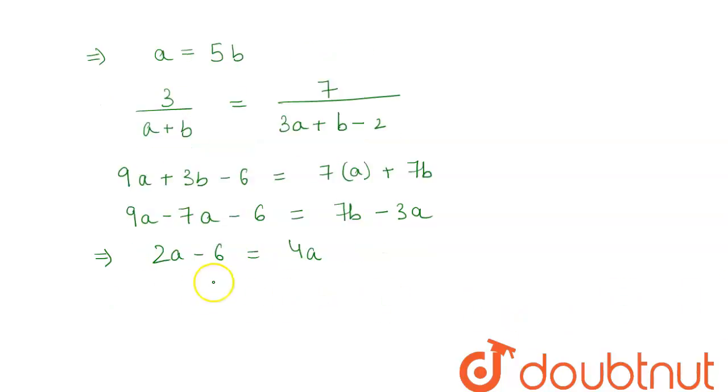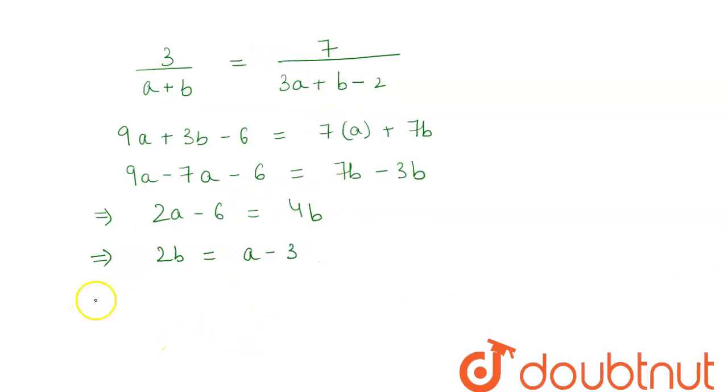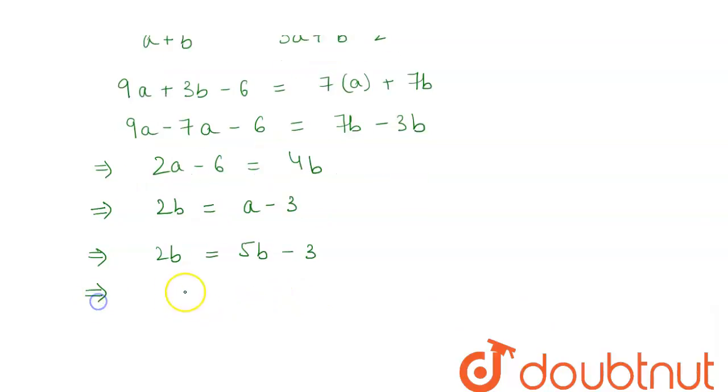Now if we divide our whole equation by 2, we will get a minus 3 is equal to 2b. Now we found out our value of a as 5b. So substituting its value, we will get 5b minus 3 is equal to 2b. If we solve this, we will get 3b is equal to 3. So from here we get the value of b as 1.